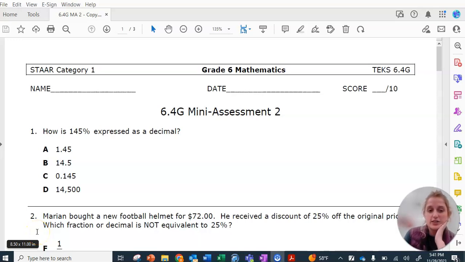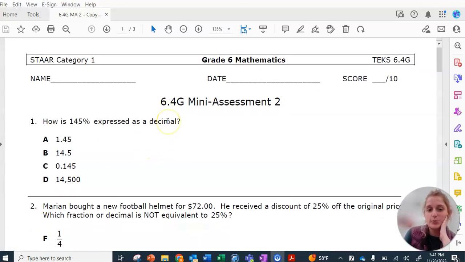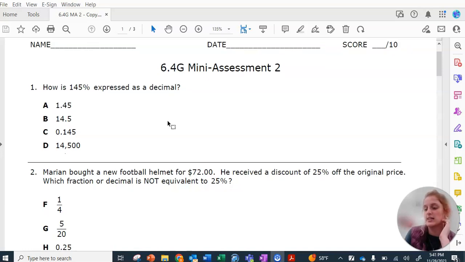Hey mathematicians, let's do your homework. Okay, so some of these look pretty similar to what was on our exit ticket because they're based on the same worksheet, but that just means that some of them should be very easy for you.